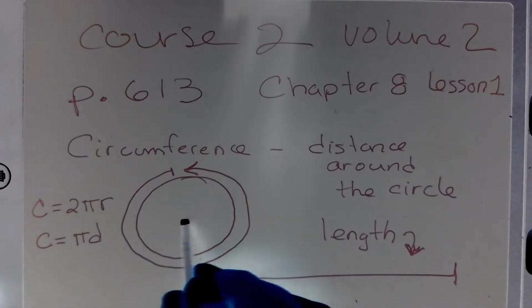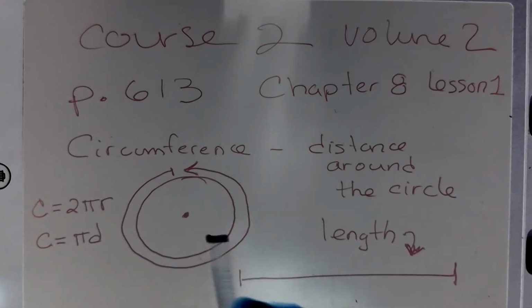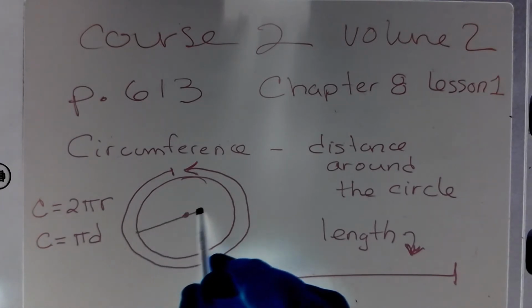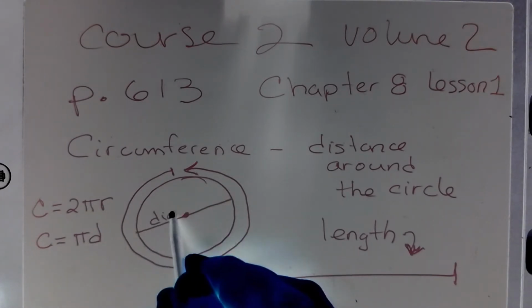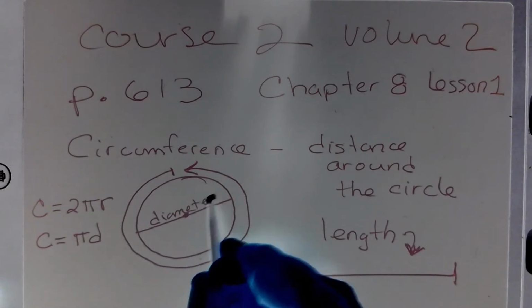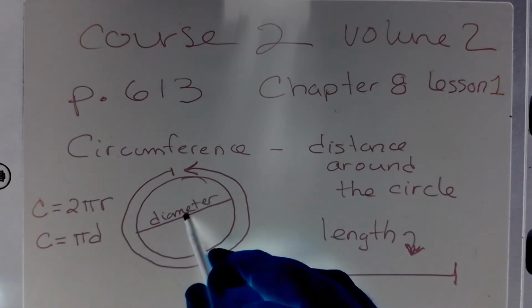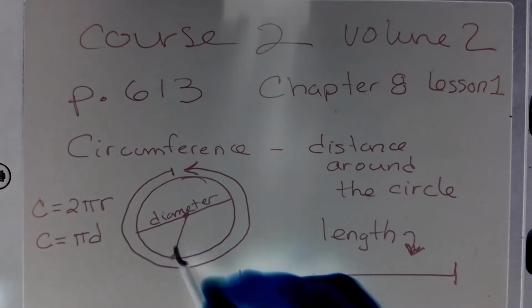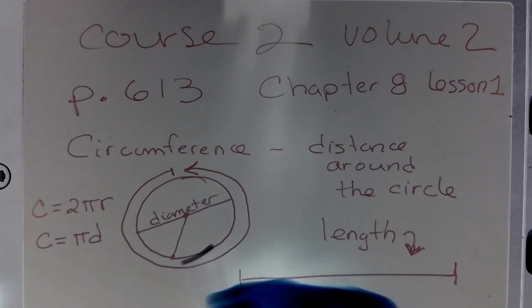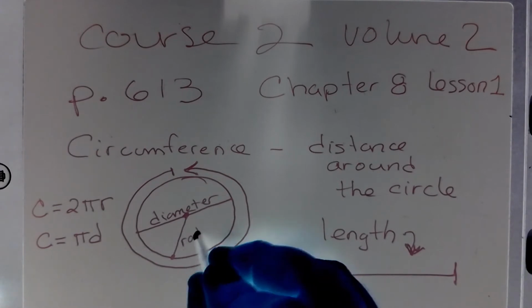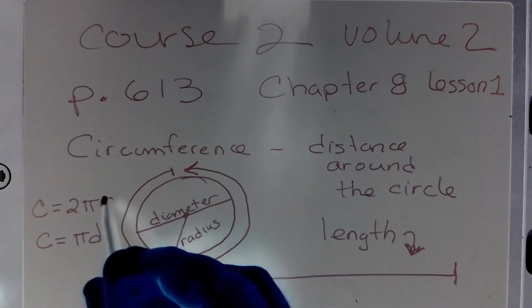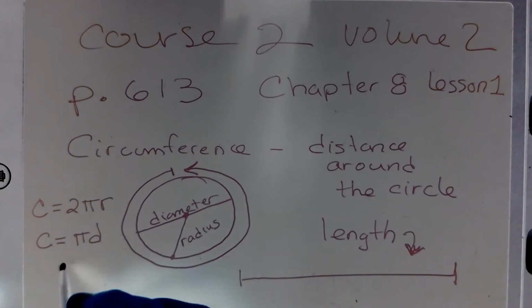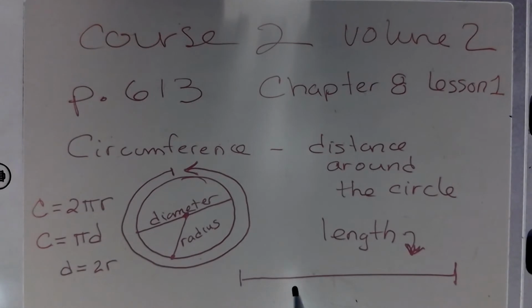Alright, this is important to note. Let's say this is the center of the circle here. This right here is considered to be your diameter, and from the center of the circle to any point on the circle, this is called your radius. Notice diameter is equal to 2r, 2 times the radius. So if you have one radius plus another radius, that will give you the diameter.